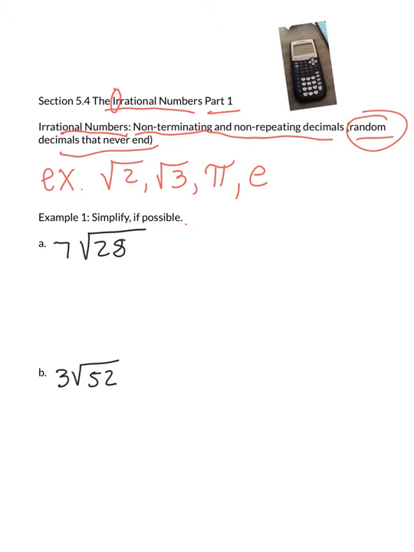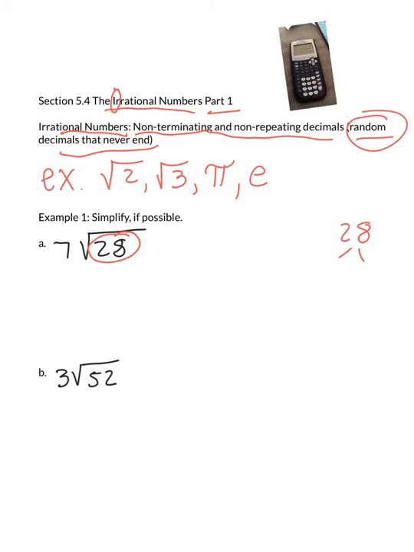So your first step when you see these directions on the homework is to draw a good old prime factor tree for whatever number is under the square root. So I'm not worried about the 7 in front of the square root yet. I'm just worried about that 28.